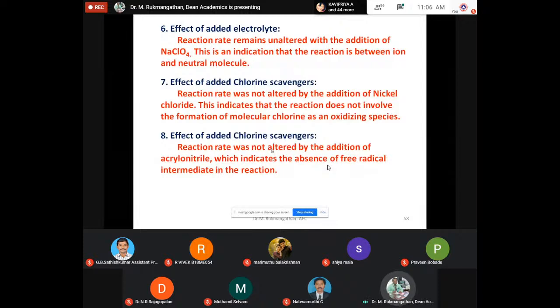And finally, in oxidative reactions, we have to find out whether there is any polymer formation or any free radical intermediate formation. In order to detect any free radical intermediate, we add acrylonitrile, which is a typical radical trap. When acrylonitrile was added to the reaction mixture, the reaction rate did not get altered. From that, we can conclude that there is no free radical intermediate formation. The reaction is not so complex.